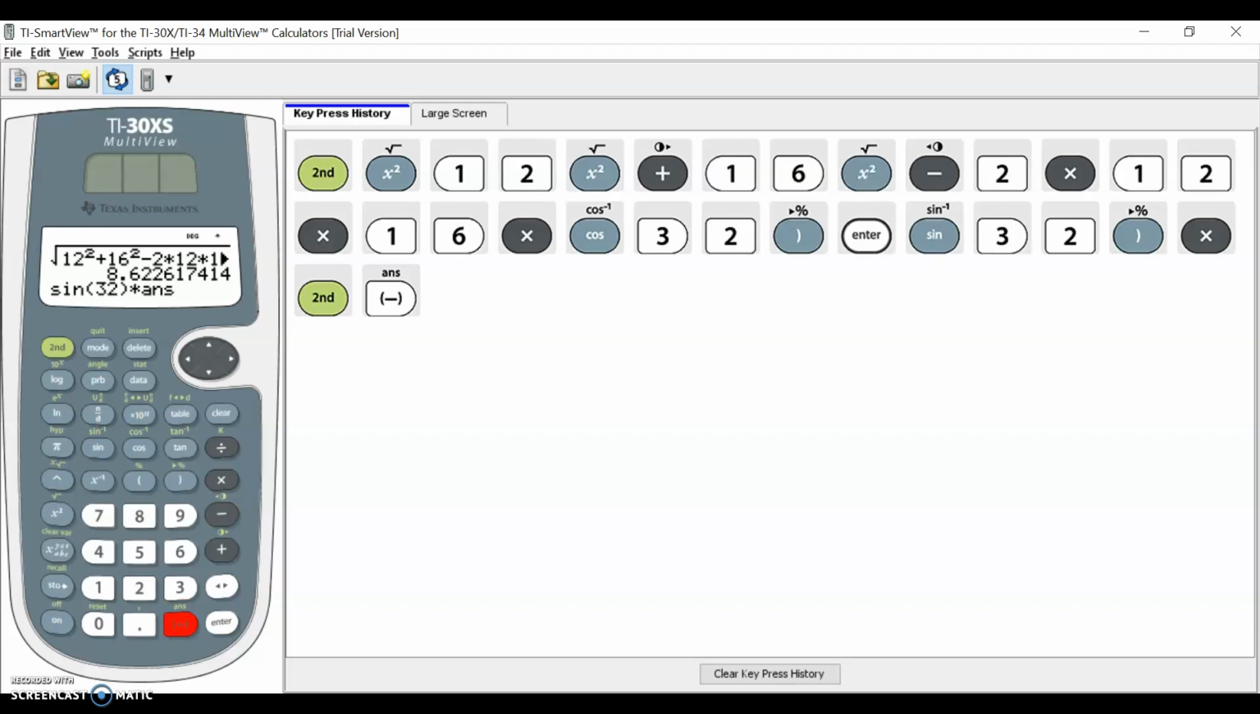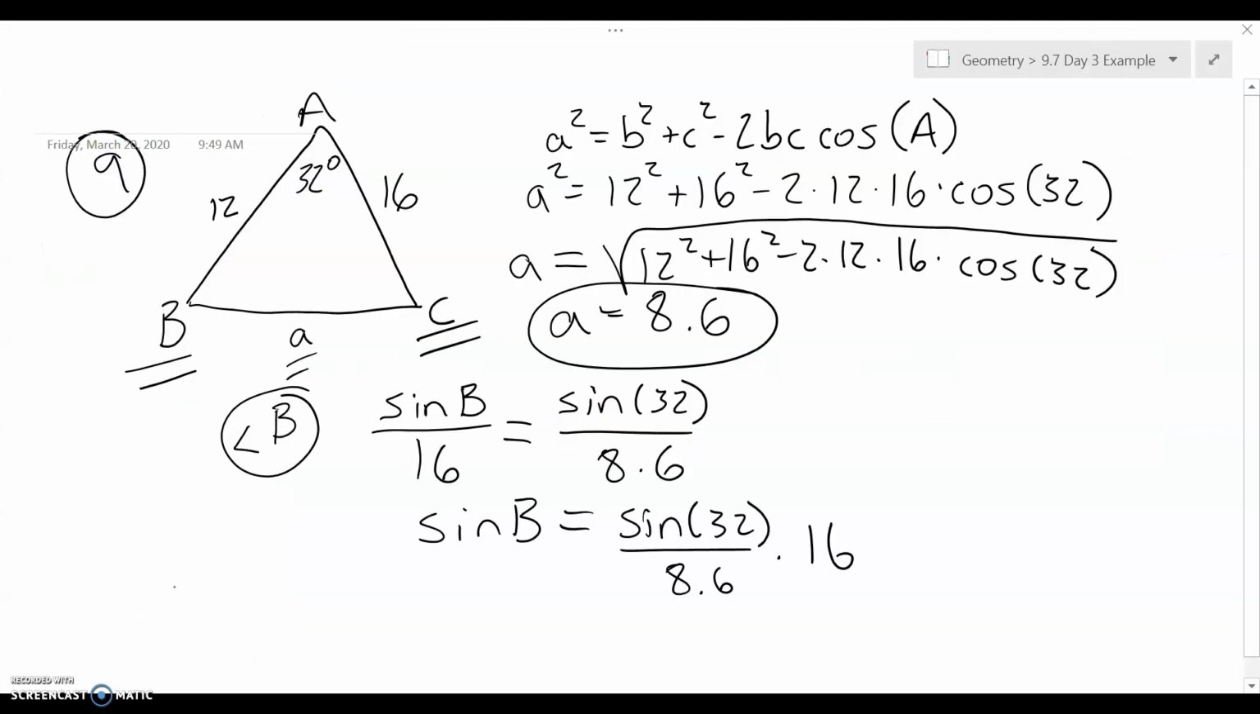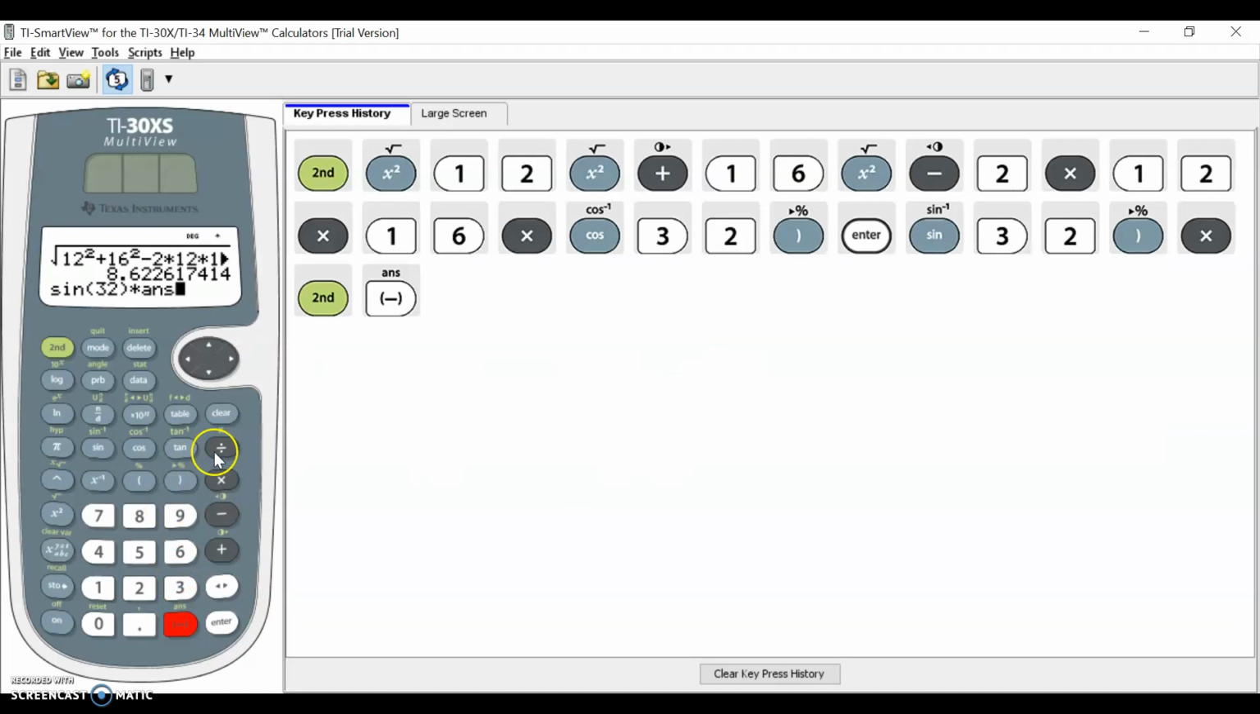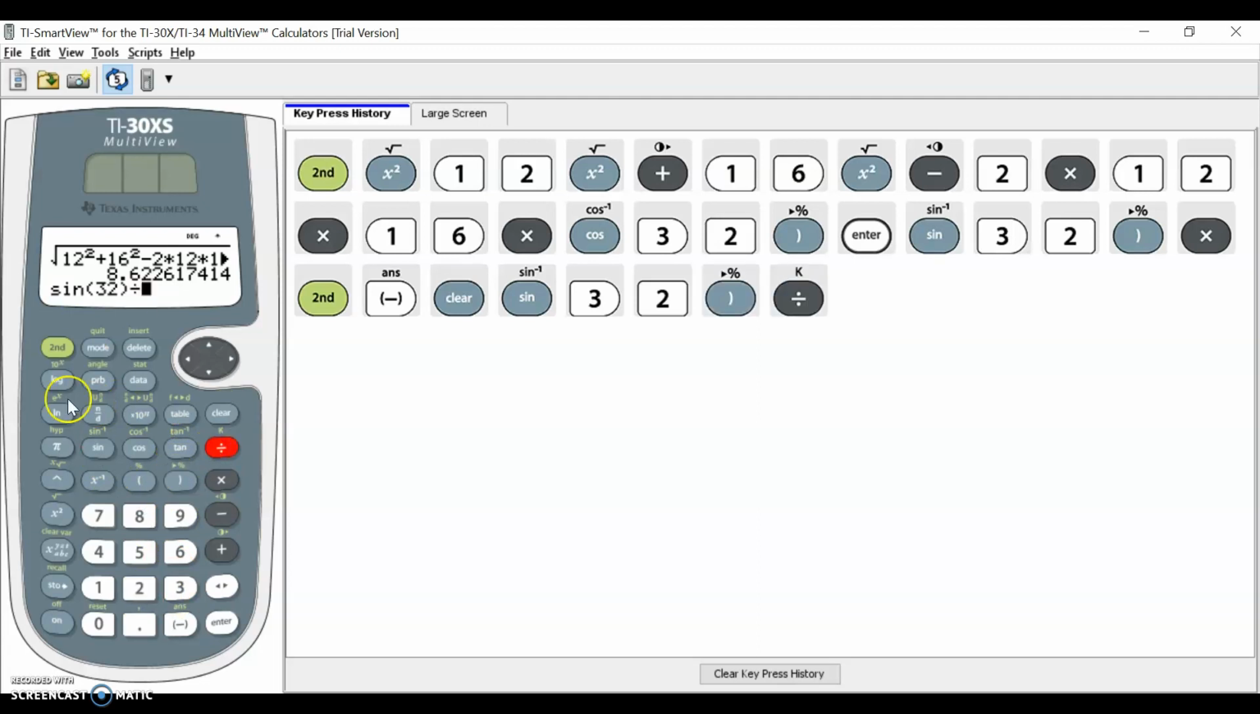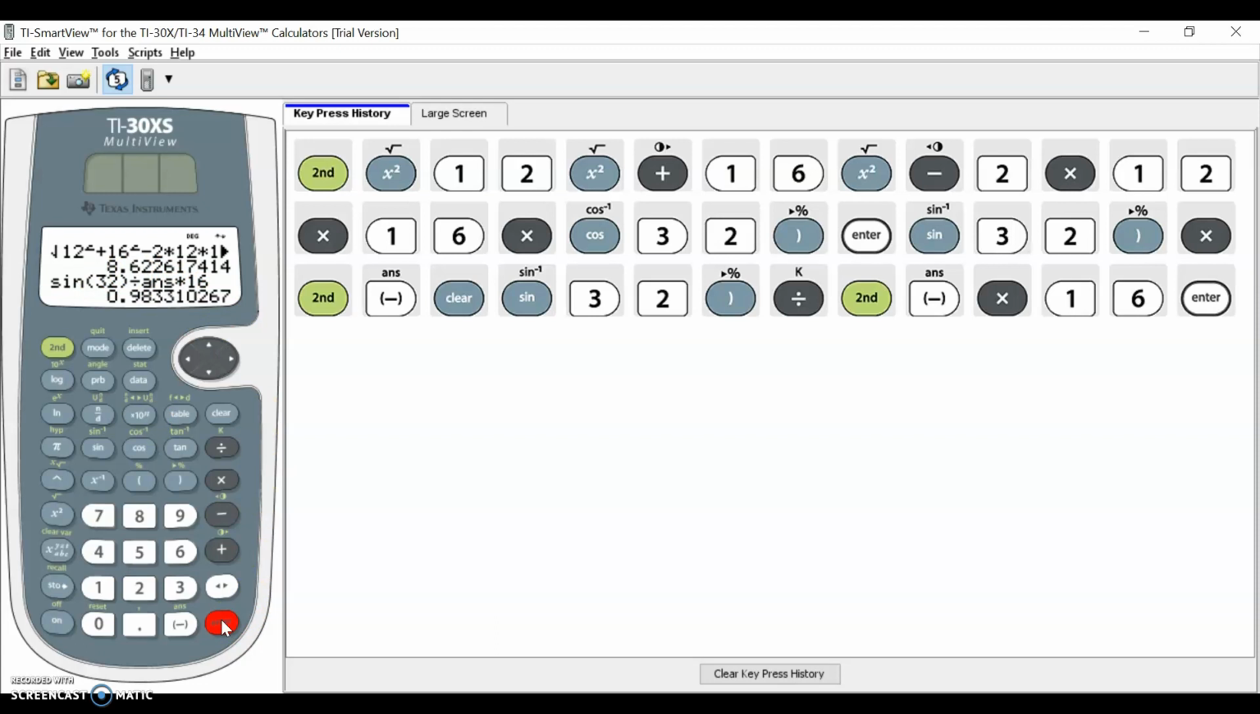So sine of 32, and actually is it divided by that answer? Sine of 32 divided by 8.6. So let's try that one again. So let's do sine of 32, and then we're going to divide that by our answer. So second answer. And now I'm going to multiply my final result by that 16. So sine of 32 divided by my 8.6 number times 16. I'm going to hit enter, and I've got 0.983.